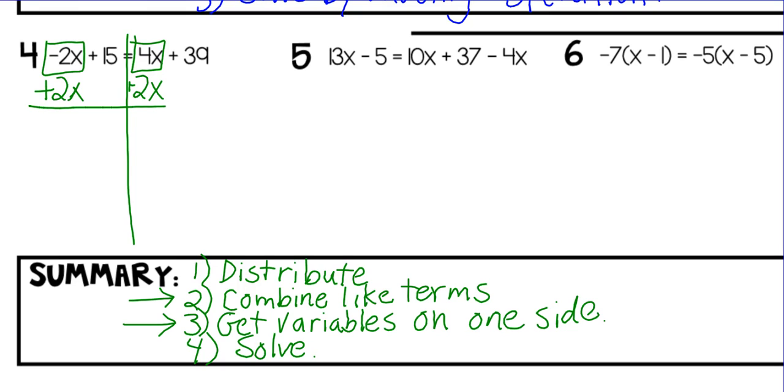All right, when I do that, the x's go away on the left. I still have my 15. I now have 6x plus 39. Okay? So now I just have a regular two-step equation with the variable on the right. And it doesn't matter what side the variable's on. We just need to make sure that we're isolating the x.